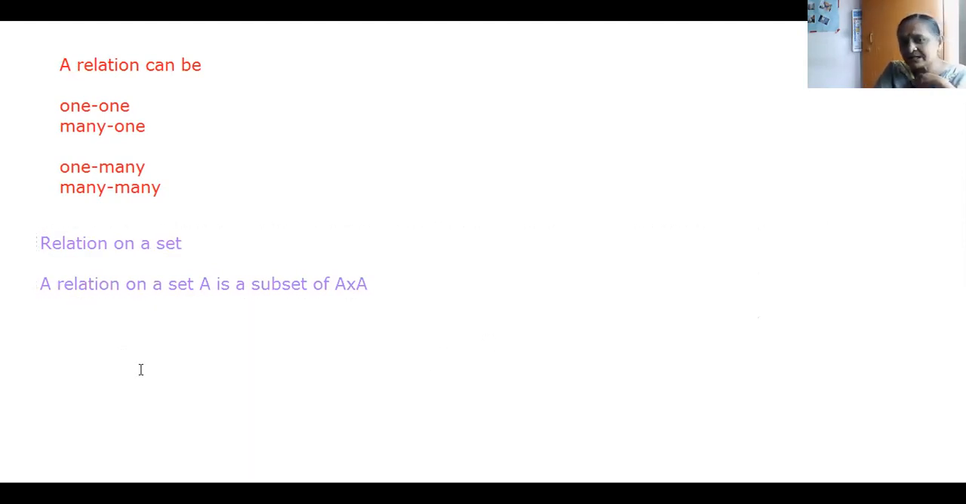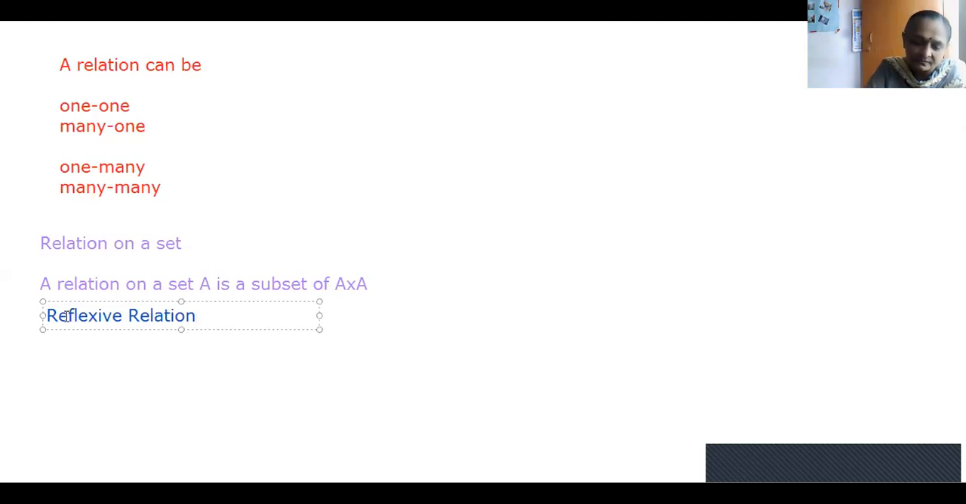Now, a relation on a set can have three properties that you have already learned in your 11th, 12th. What are they? So, a relation can be reflexive relation. Can anybody answer what is a reflexive relation? Yes. Can you tell me what is a reflexive relation? Yes, come on. What is a reflexive relation?